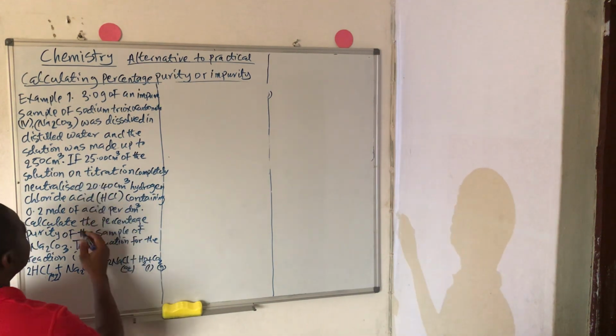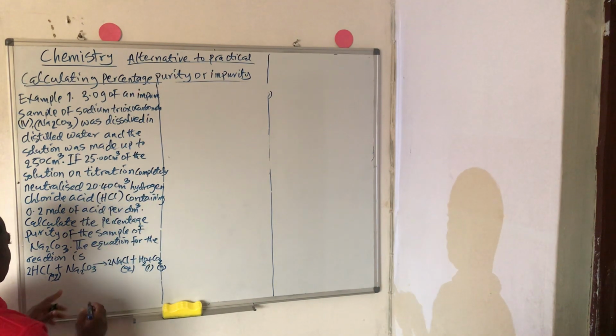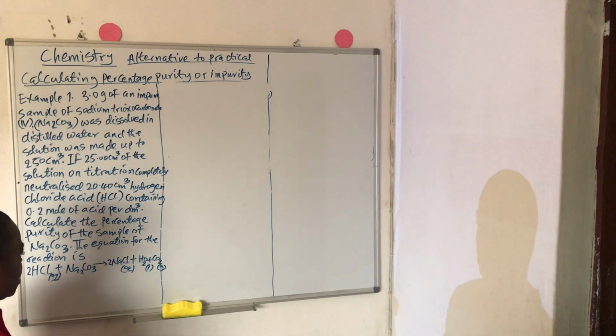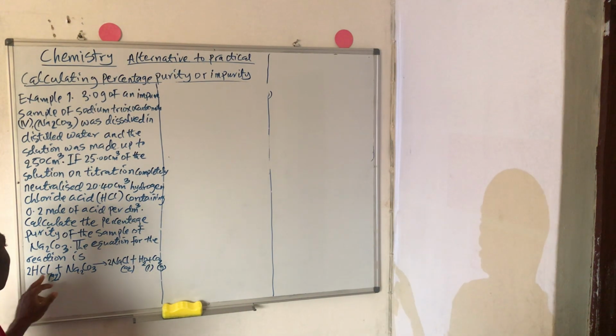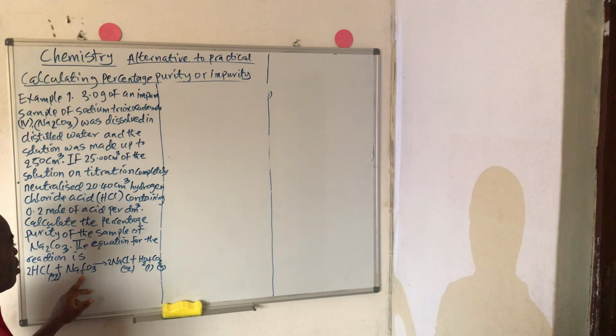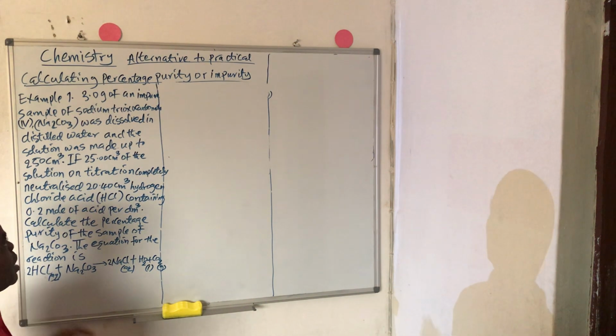If I should rewrite the equation as it is here, of course the equation is here, sodium trioxocarbonate(IV), the mole ratio of acid to base. Of course this is sodium trioxocarbonate(IV), the base, and then HCl is the acid.